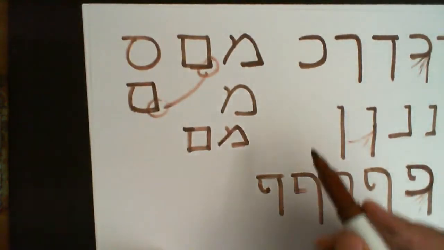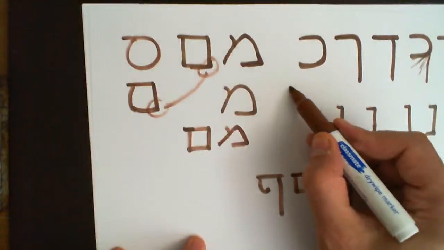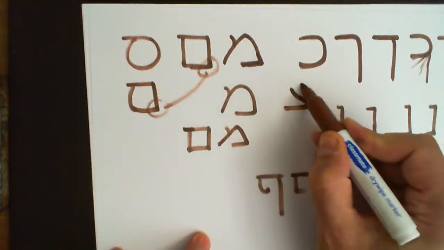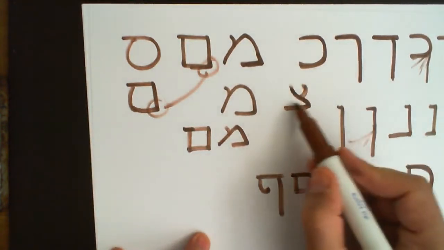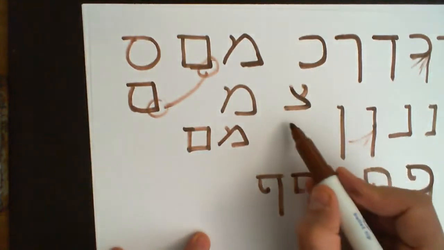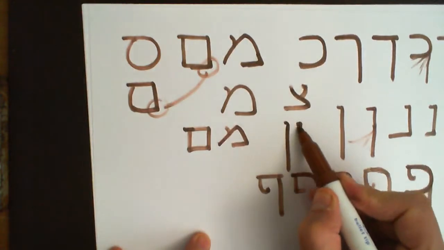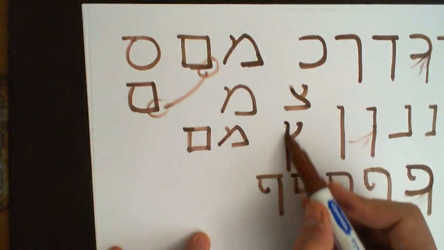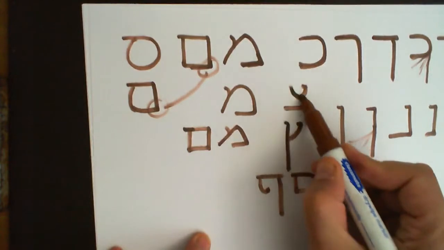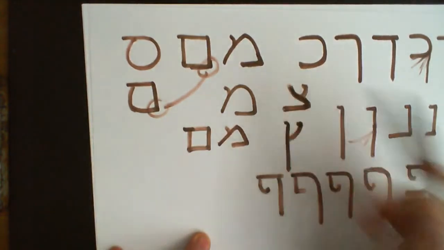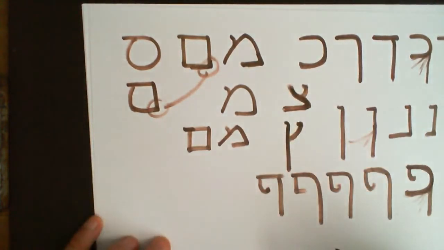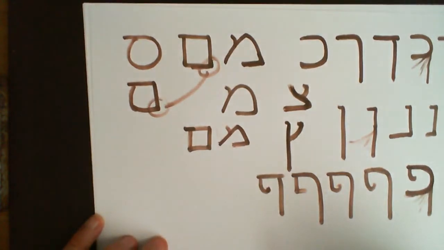Tzadi, I'll do it here. Here's our intermediate tzadi, which looks like that. If you imagine this becoming limp and straightening up, you end up with a straight line, and then this side stroke is still here, and there it is. So that's our tzadi at the end of a word, and our tzadi in the middle of a word. And that's it really for our letters that have final forms.